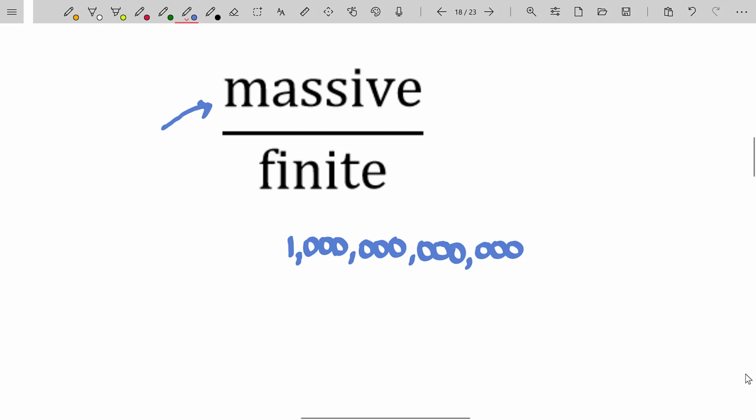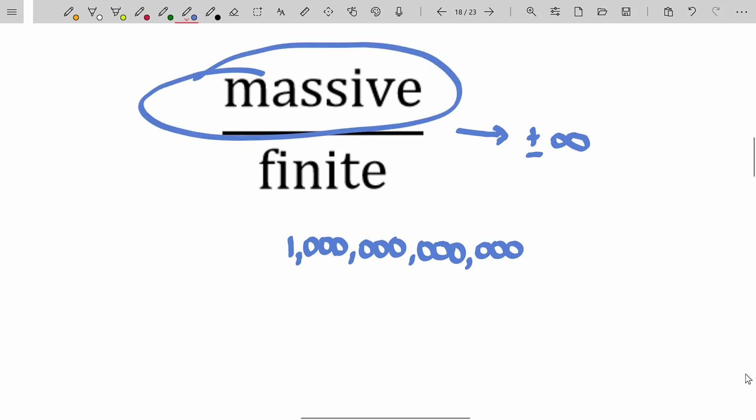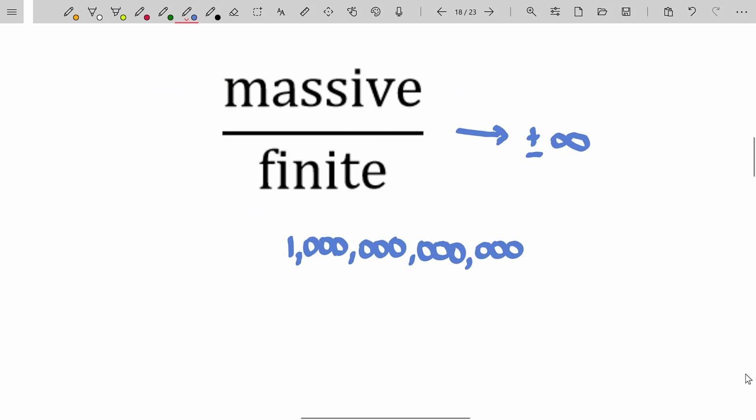So the reality is that if you have something running off to infinity in your numerator and something locked into a finite value in your denominator, that will tend to infinity. It might be plus or minus infinity. It just depends on if that massive number is positive or negative, or if that finite number is positive or negative. The rules of that arithmetic still apply. So negative over negative is still positive. Positive over negative is still negative, that type of thing. Those rules still apply, but the main thing to note is that the ratio itself will grow without bound.